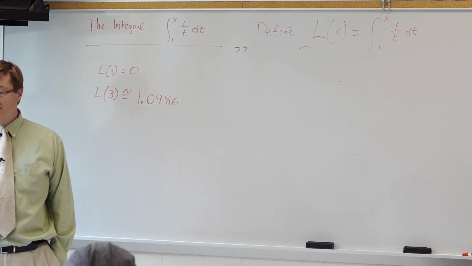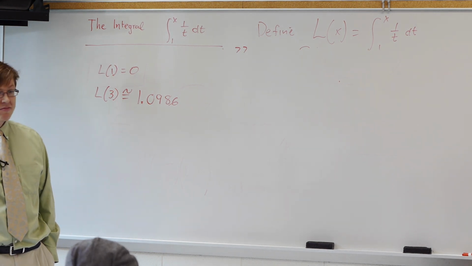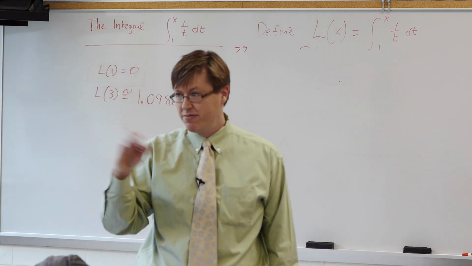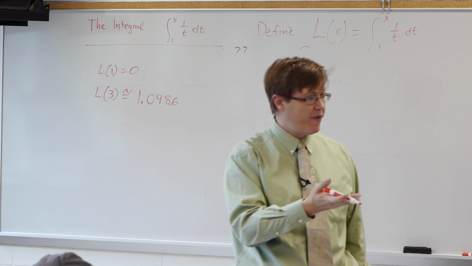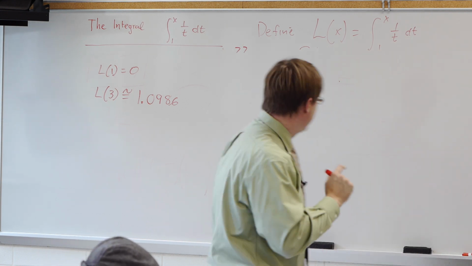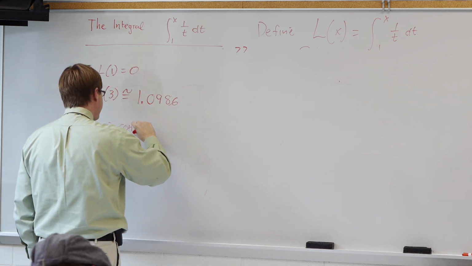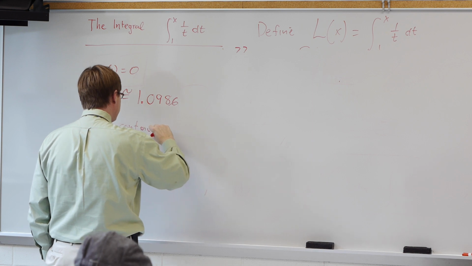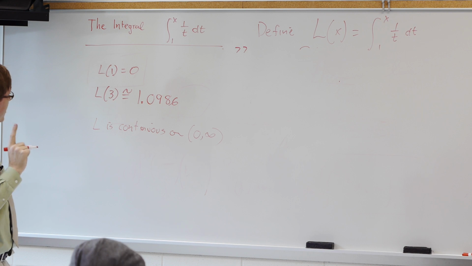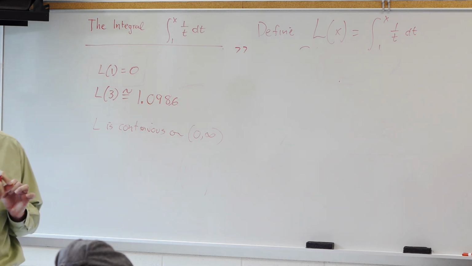Now, is L a continuous function? I mean, you've seen the graph, right? And it's differentiable, right? If it's differentiable everywhere, it's continuous, right? You can't be differentiable unless you're continuous. So L is continuous, at least on 0 to infinity, open interval. So if L is continuous, then I can apply the intermediate value theorem, right? Chapter 1.